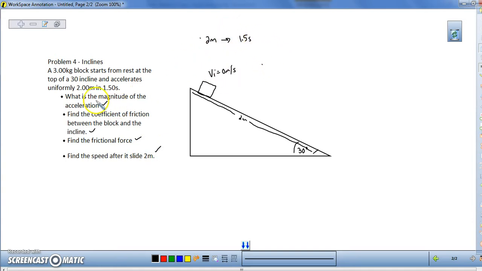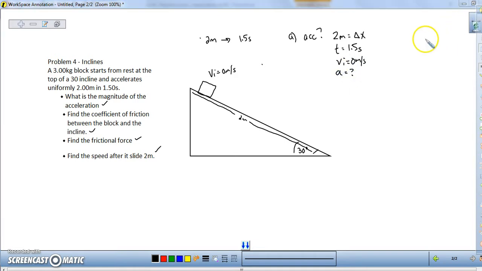So first off, we need to find the magnitude of the acceleration. We could do that just using kinematics. I'll just call this A. What's acceleration? Well, we know it goes a distance of 2 meters. We know it takes 1.5 seconds to do that. We know it starts off at rest. The question is, what is this acceleration? The thing that comes to mind is delta x equals v_i t plus 1/2 a t squared.